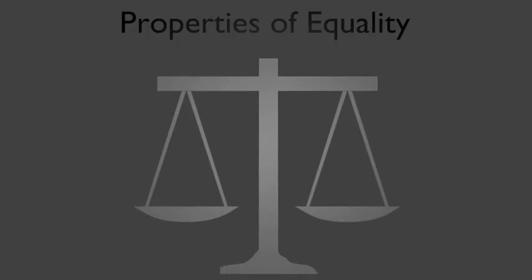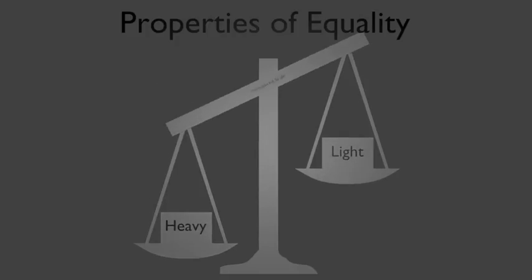This particular scale works by weighing two different objects. If they were the same weight, then the scales will be balanced. But if one side is heavier, then that side will go down, lifting the other side.